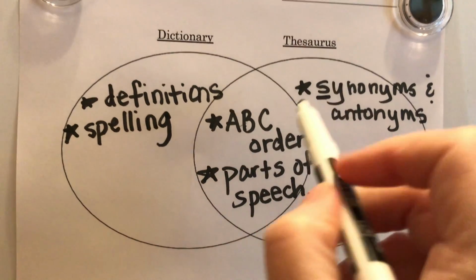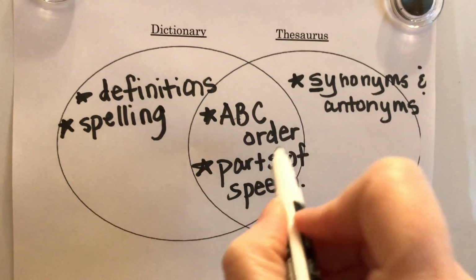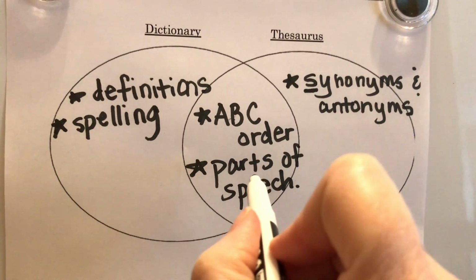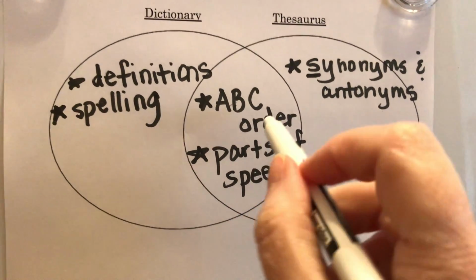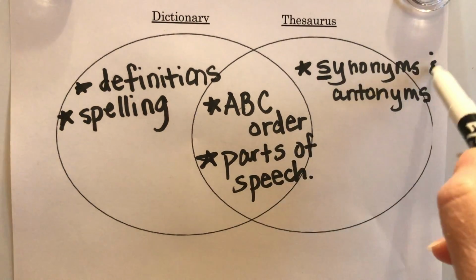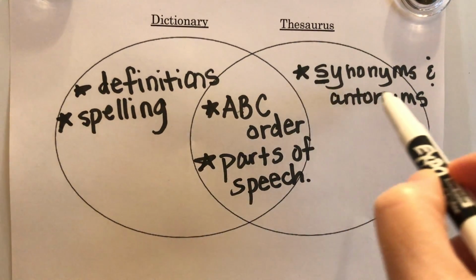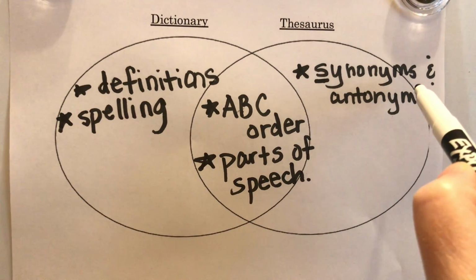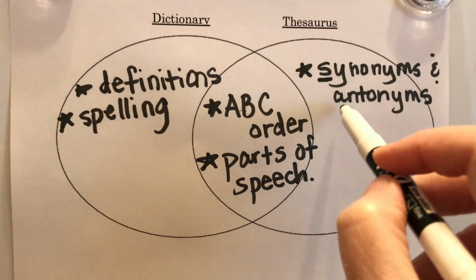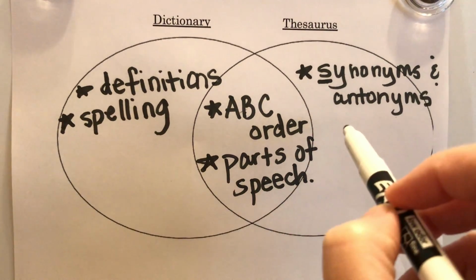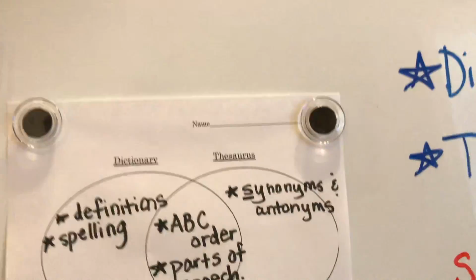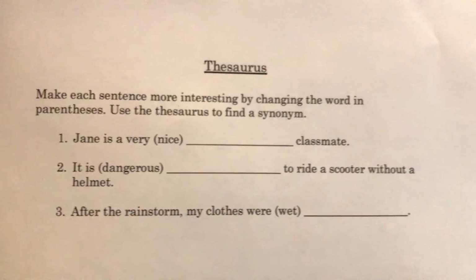For both dictionary and thesaurus, we have ABC order. They both have parts of speech. So is it a noun? Is it a verb? Is it an adjective? Is it an adverb? In a thesaurus, you would mainly go to if you're trying to find a word that means the same, and you might want something a little different when you're doing your writing. Or if you're looking for a word that is different, then you can look up antonyms. And those are also in a thesaurus. Okay, good job, guys.